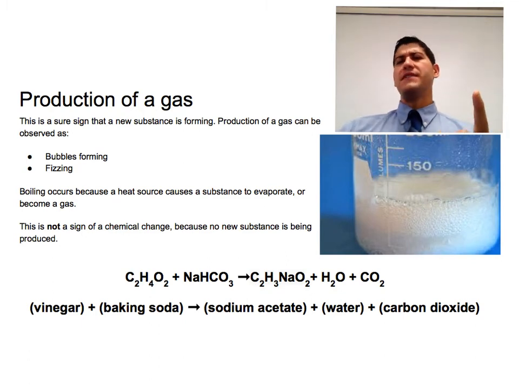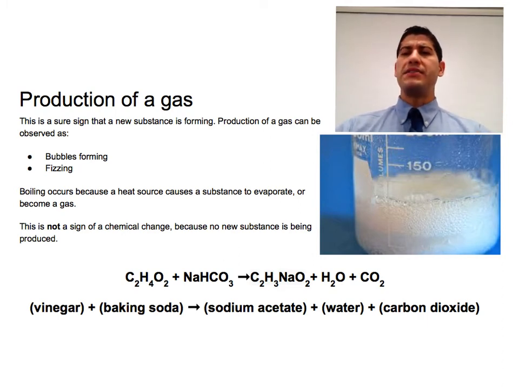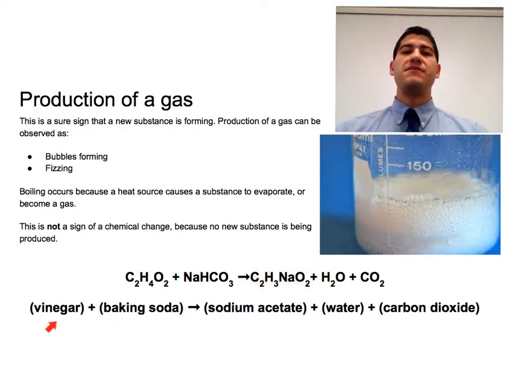The production of a gas may be a very sure sign, if not the most sure sign, that a chemical reaction is taking place. One very common reaction that involves the production of a gas is mixing sodium bicarbonate, also known as baking soda, with an acid such as vinegar or acetic acid. The products of this reaction are water, carbon dioxide gas, and a substance, a solid, called sodium acetate.